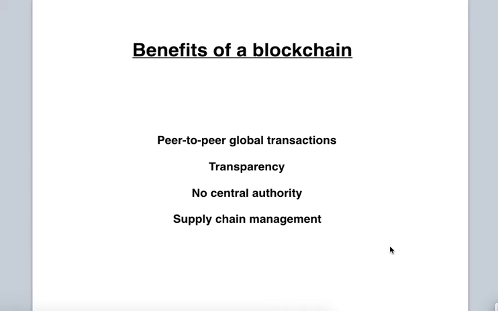Supply chain management. Companies could be a lot more organized in the future by having everything on a digital ledger like this that's immutable. You can keep better track of data. You can be more secure with data.